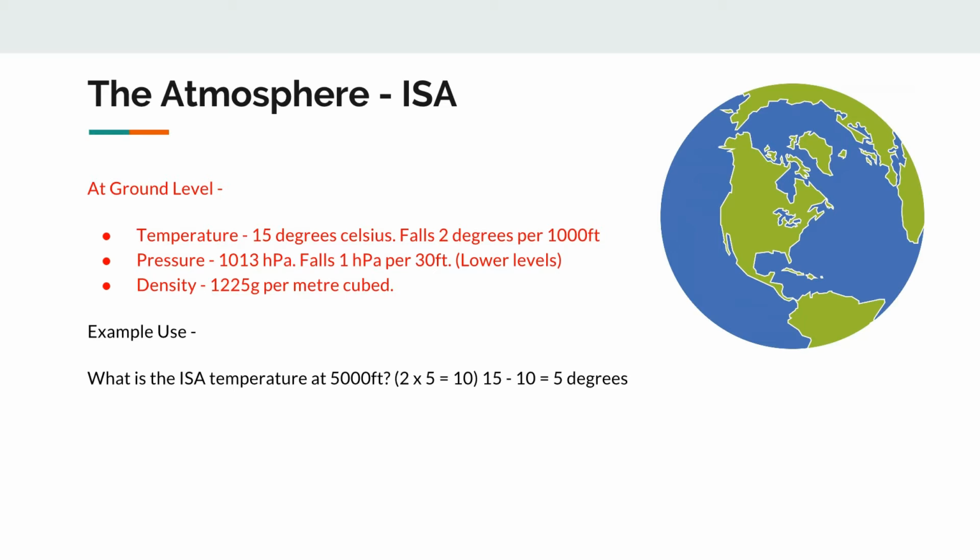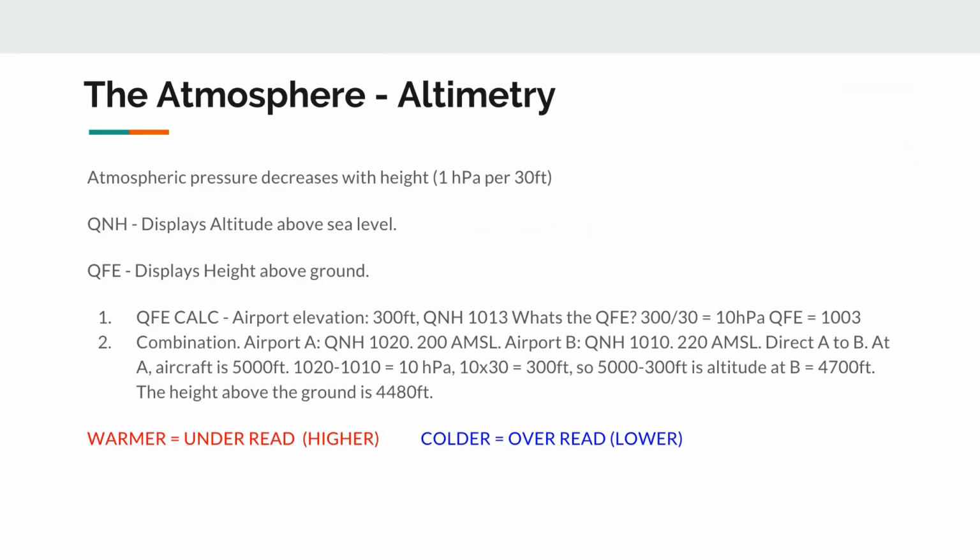The pressure, in the lower levels, we count it to drop 1 hectopascal per 30 feet, and we can use that to make some quick calculations for QFE, etc. So what is the ISA temperature at 5,000 feet? This might be a little question you might have pop up, and to work that out, it's just 2 times 5 times 10. Take that away from the ISA ground level, and you get 5. So that's quite straightforward there. Just read through if you didn't quite get that, and you'll soon see why the answer is 5.